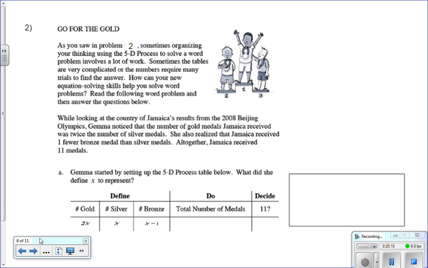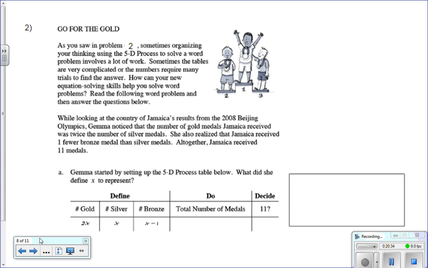So it says, as you saw in problem 1, sometimes organizing your thinking using the 5D process to solve a word problem involves a lot of work. Sometimes the tables are very complicated, or the numbers require many trials to find the answer. How can you use your new equation solving skills to help you solve word problems? Read the following word problem and then answer the questions below.